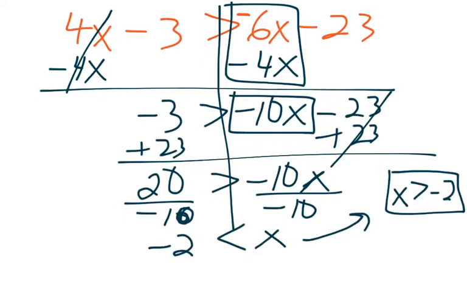So it doesn't matter which variable term you move, but you just have to move one of them to the other side, but it is usually easiest if you move the smaller one. Okay, let's do another example.